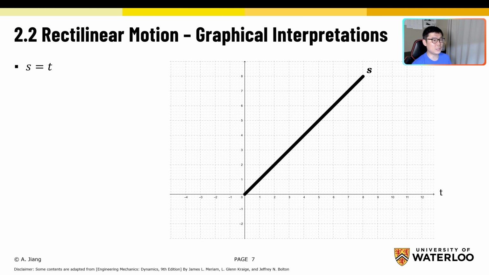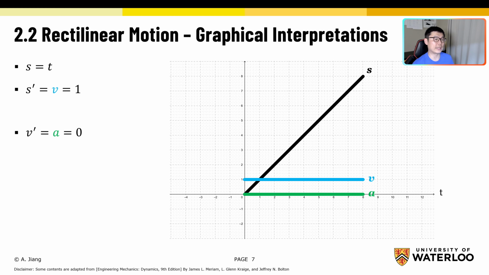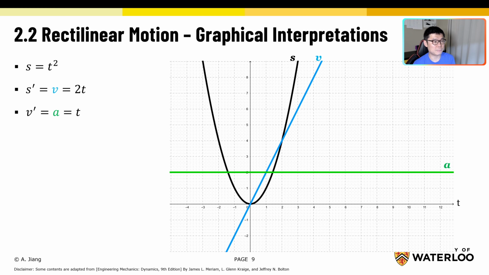Sometimes, instead of giving you a value or function, you will get a graph, such as this s-t diagram here. In this example, we have s equal to t. Take the derivative once will give us the velocity, which is 1, the slope. Take the derivative again, we will get acceleration, which is 0. The other way to look at this is the slope of s is v, or slope of displacement is velocity, and the slope of v is acceleration.